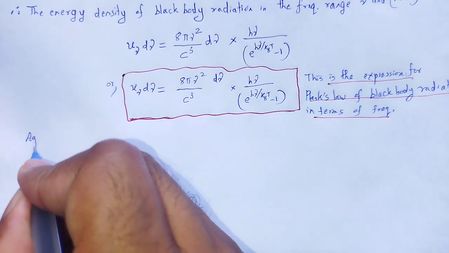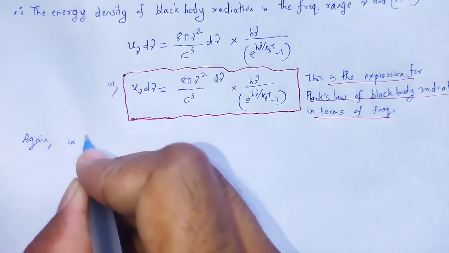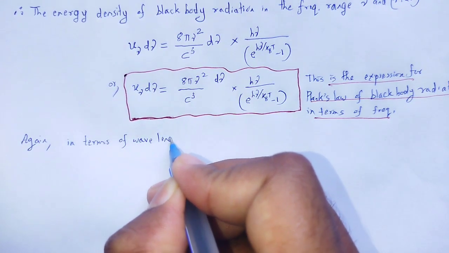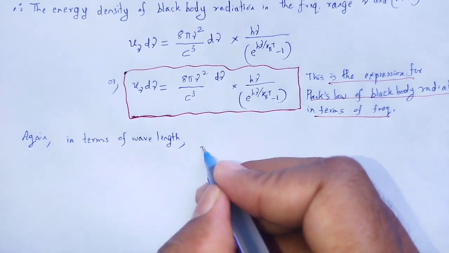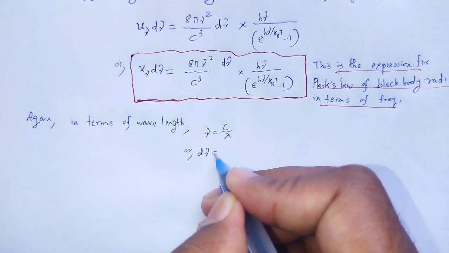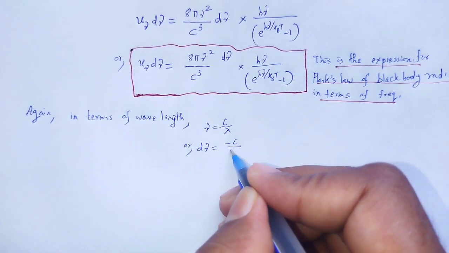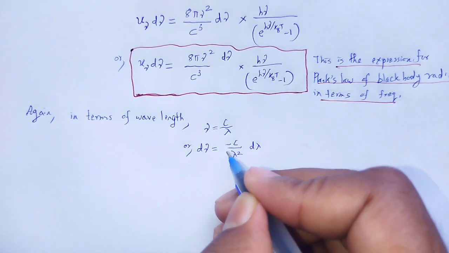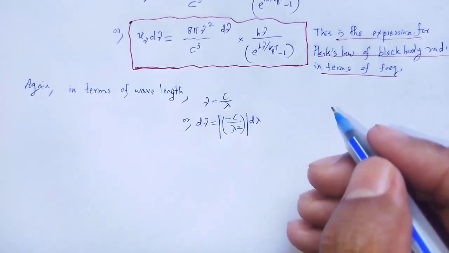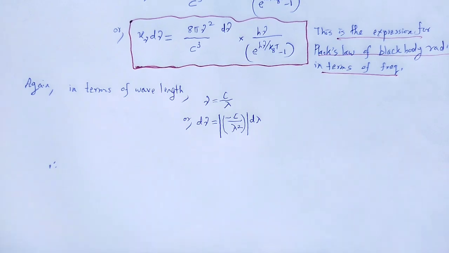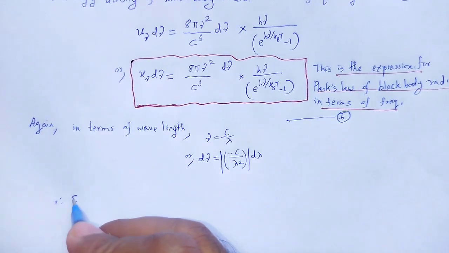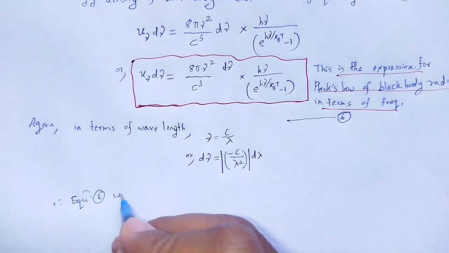Again, in terms of wavelength, we know that nu is equal to c by lambda. Therefore, d nu is equal to minus c by lambda square d lambda. Here we have to consider the magnitude term. Therefore, let me take it as equation number 6.